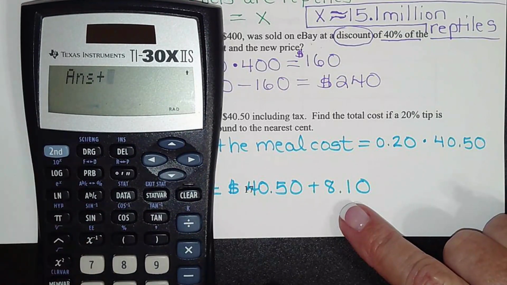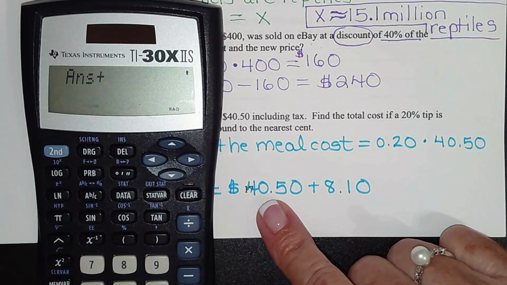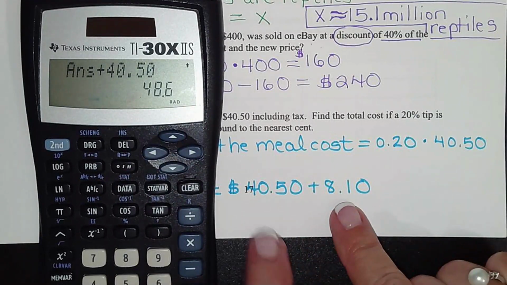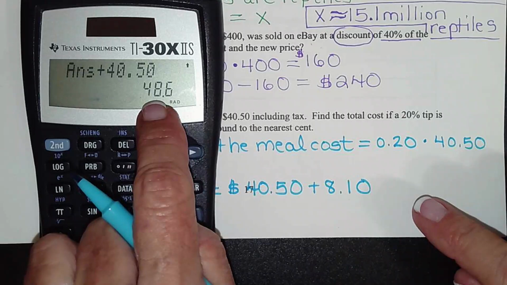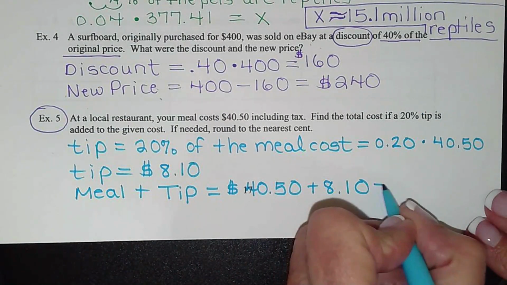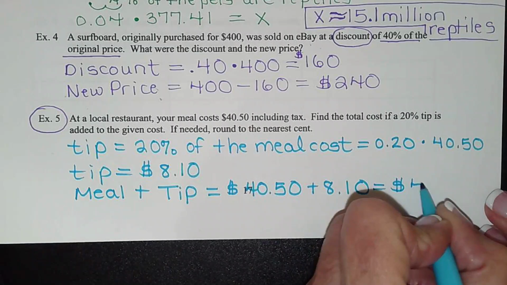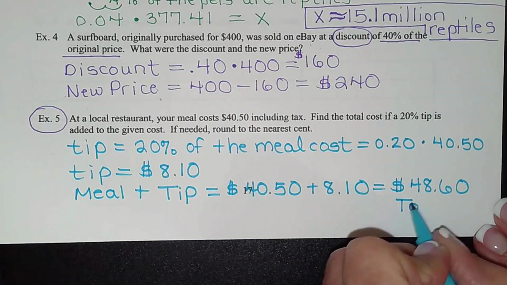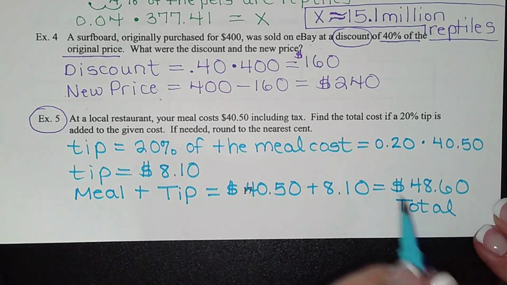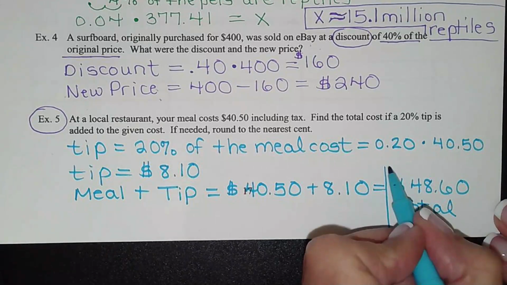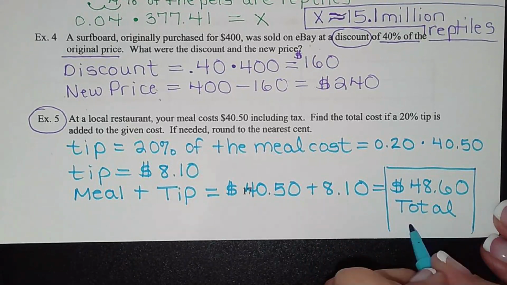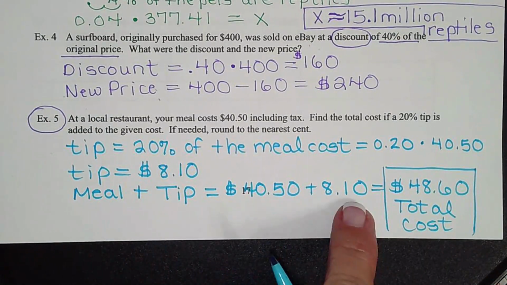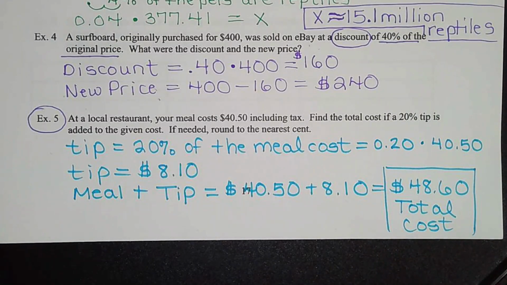So I had the 8.10 in my screen, so I'm just going to add it to 40.50. You can probably do that in your head. What? 48.60? Yep, there it is. $48.60. And that would be labeled as the total, or total cost maybe would even be better. So the meal plus the tip gives us the total cost.